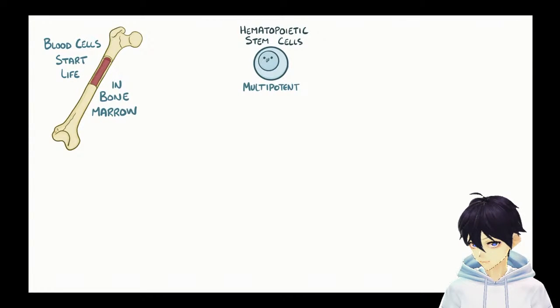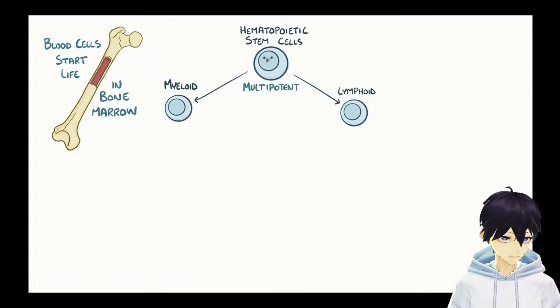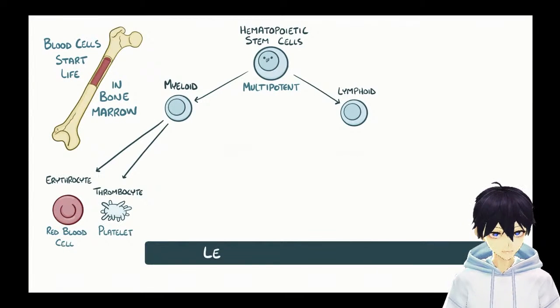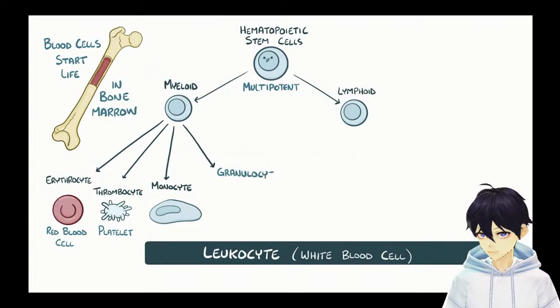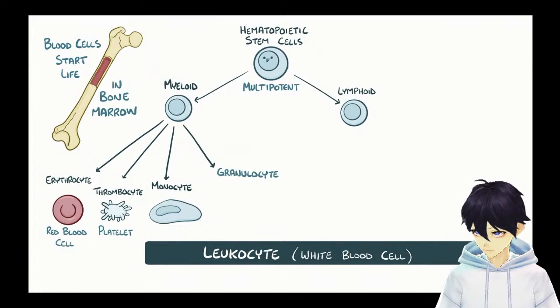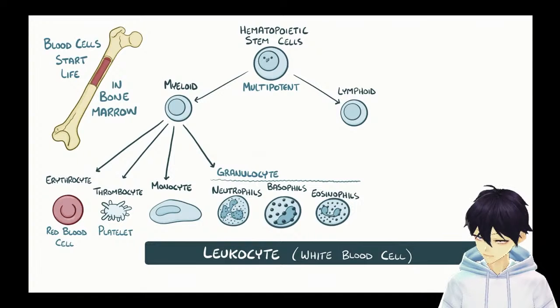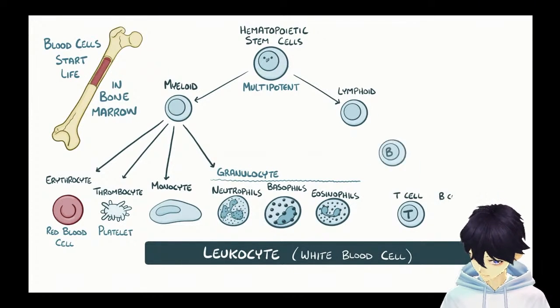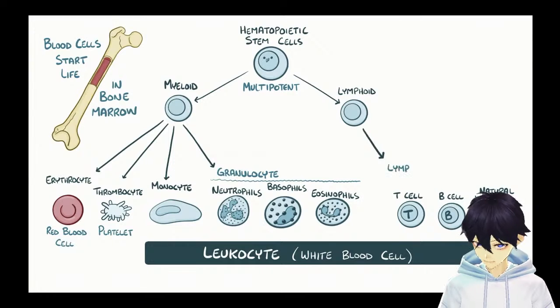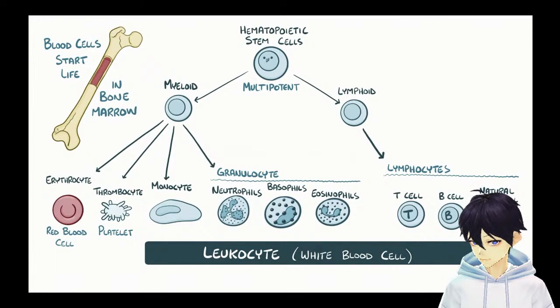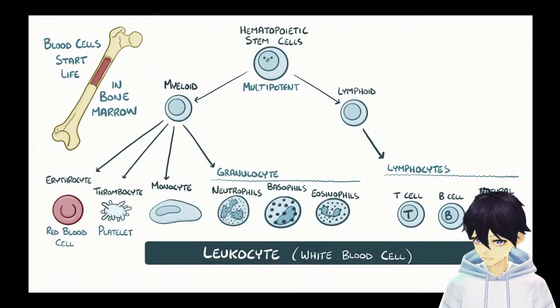Hematopoietic stem cells are multipotent, meaning that they can give rise to both myeloid or lymphoid blood cells. If a hematopoietic stem cell develops into a myeloid cell, it'll mature into an erythrocyte, or a red blood cell, a thrombocyte, or a platelet, or a leukocyte, or a white blood cell, like a monocyte or granulocyte. Granulocytes are cells with tiny granules inside them, and they include neutrophils, basophils, and eosinophils. If a hematopoietic stem cell develops into a lymphoid cell, on the other hand, it'll mature into some other kind of leukocyte, like a T cell, a B cell, or a natural killer cell, which are referred to as lymphocytes. Once the various blood cells form, they leave the bone marrow and travel around in the blood or settle down in tissues and organs like the lymph nodes and spleen.